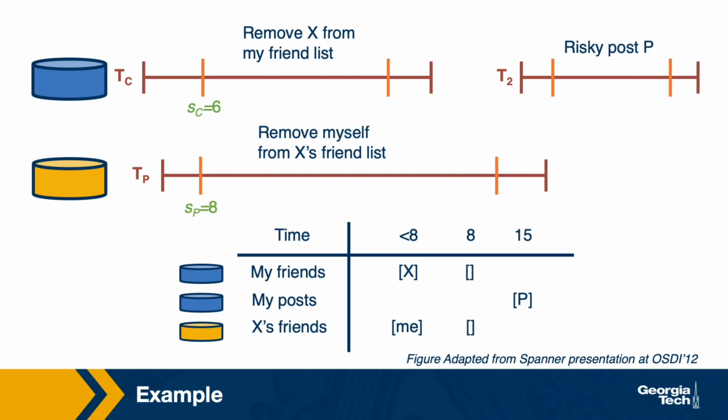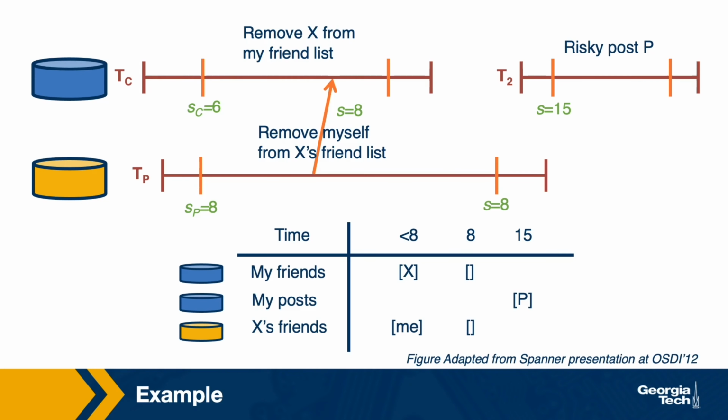This node will log the fact that it needs to perform this remove operation and will respond to the transaction coordinator TC, and it will let it know that its proposed value, the value that it has picked for timestamp, is 8. So at that point, the two-phase commit across the transaction coordinator and the participant will determine that the overall timestamp for the transaction will be 8. And so when we issue the risky post, as long as we give it a later timestamp, we're guaranteed that the visibility of that operation will be reflected after this transaction of removing ourselves from the boss's friends list has actually completed.